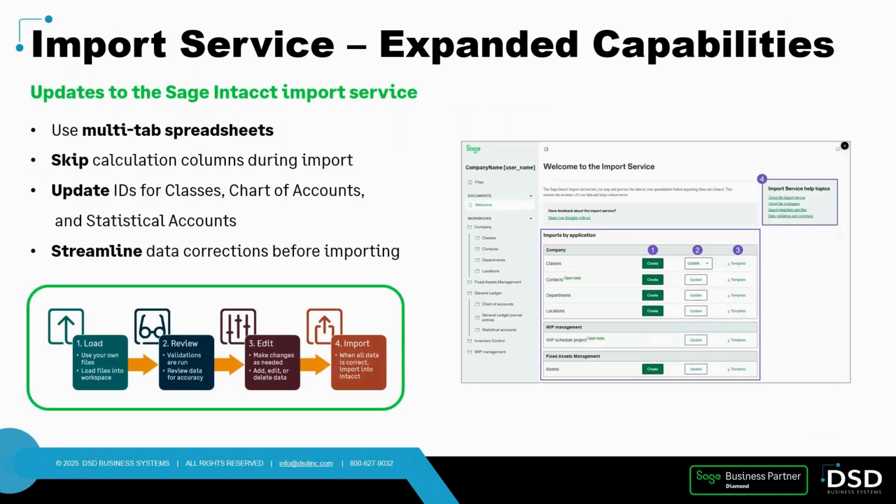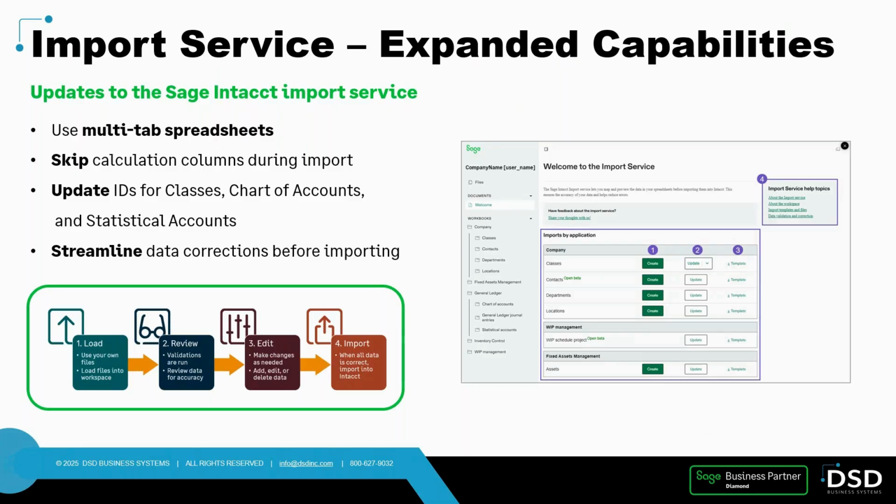The next thing that we want to go over is going to be the import service. So the new general company import process. With this process, you're going to be able to use Excel spreadsheets, and you could use multi-tab spreadsheets as well. With this new feature, you could skip calculation columns during the import. So if you're using 2 columns to calculate the final column, you could skip those 2 columns and it will only pick up the final amount that you want to bring in.